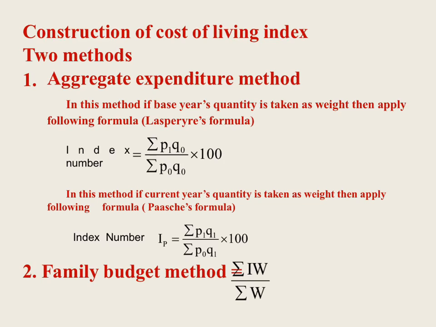And if current year quantity is taken as weight, then we apply Paasche's formula, and that is Sigma P1 Q1 upon Sigma P0 Q1. Again I repeat, if base year quantity is taken as weight, then we apply Laspeyres' formula for aggregate expenditure method, and if current year quantity is taken as weight, then we use Paasche's formula. And the number 2 method is family budget method, under which Sigma IW upon Sigma W is the formula.